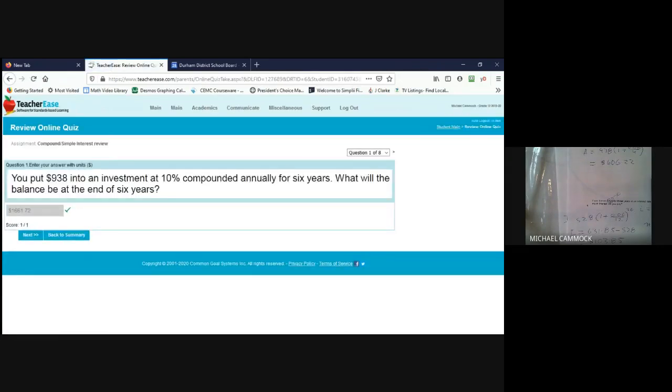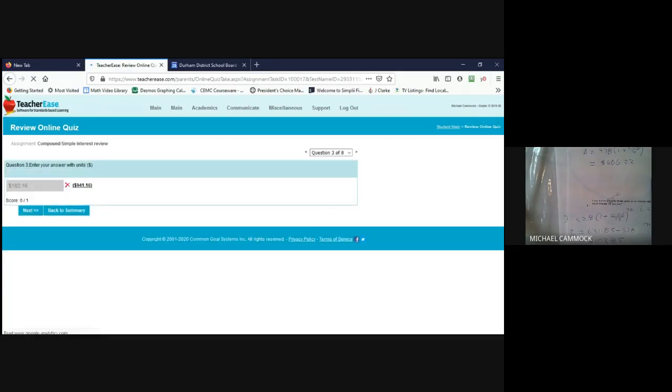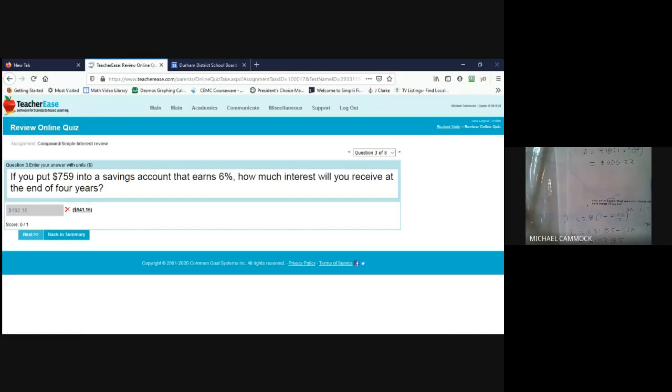That first one is right. That little check mark says it's right. Second one is right. Oh, this one is wrong. I wonder why that is. I put 759. Oh, the question was, how much interest will you receive? Actually, my answer is wrong. I have to fix that. If we put 181.16, it shouldn't have been 941.16. So I messed up with that one.